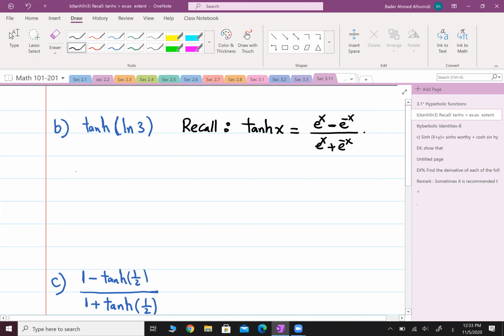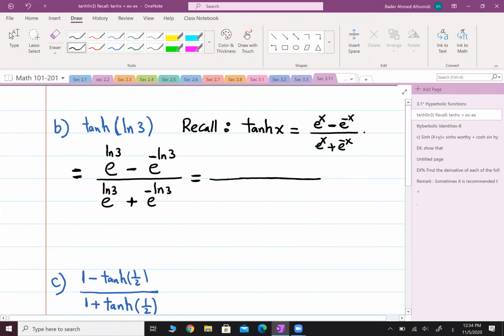Yes, now we substitute. What does hyperbolic tangent of ln of 3 become? It becomes e to the power, notice guys, ln of 3 upstairs here, this is x, minus e to the power what? Minus ln of 3, right? Divided by e to the power ln of 3 plus e to the power minus ln of 3. Now we need to use our knowledge in 002 to simplify this. Who tells me e to the power ln of 3 can be simplified to what?